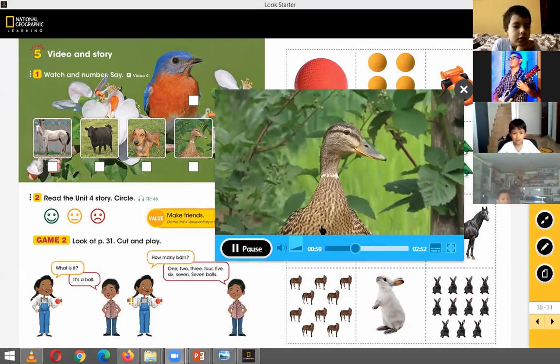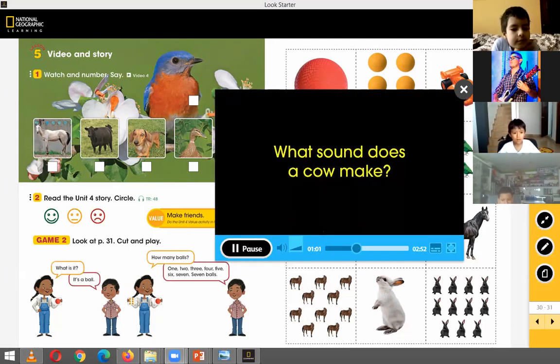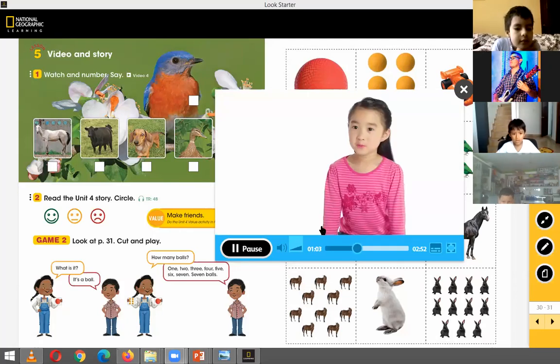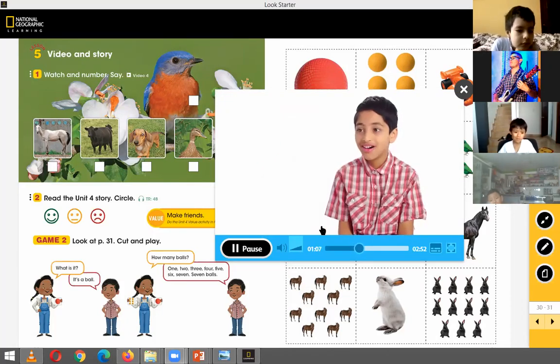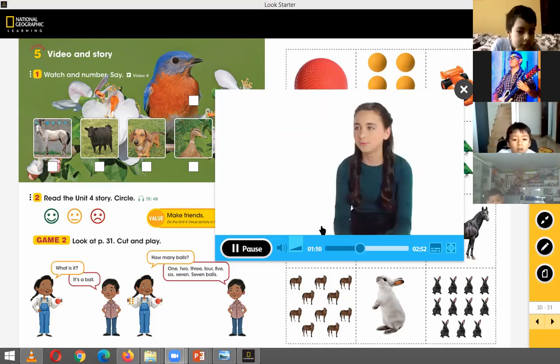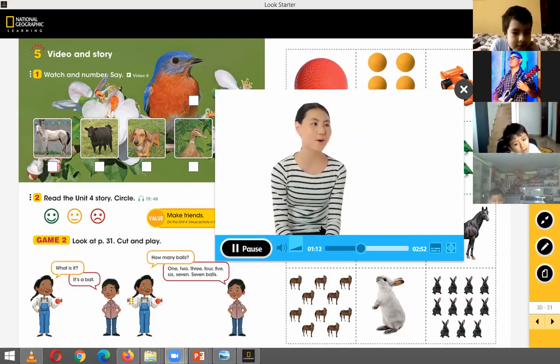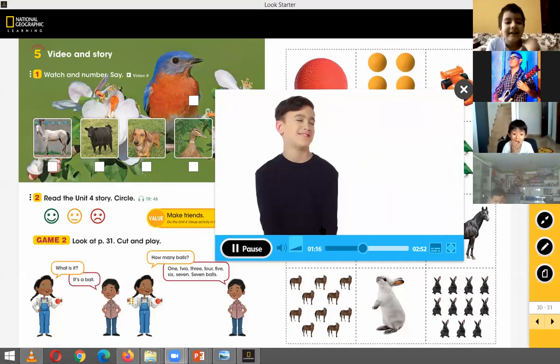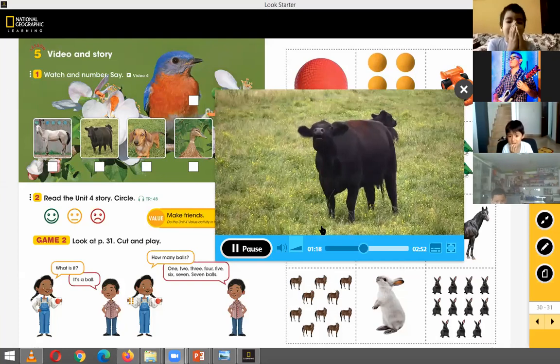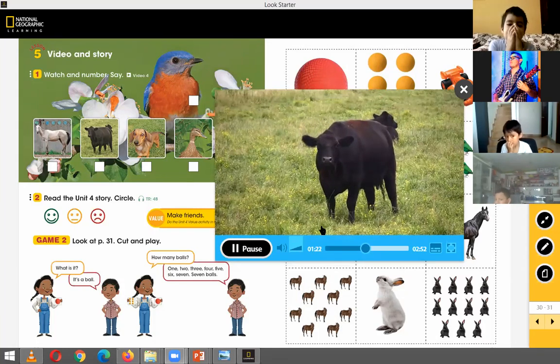What sound does a cow make? Moo. Moo. Moo. Moo. Moo. Now you make a cow sound.